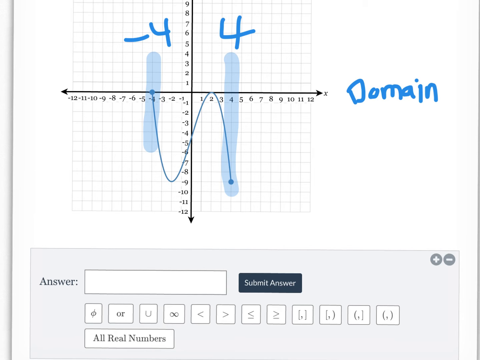So because it's continuous and the graph goes all the way through here, it means that it's not just -4 and 4. We can't do what we did with a discrete relation because it was just individual coordinates. Well, this one includes all the points in between. So the domain is a lot more than just -4 and 4. It's all the coordinates in between there. And so there are two ways that you can do it.